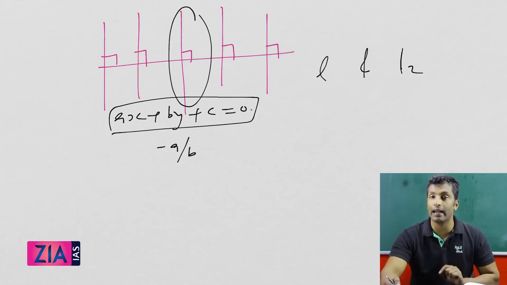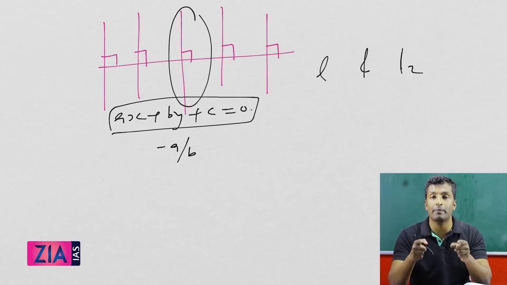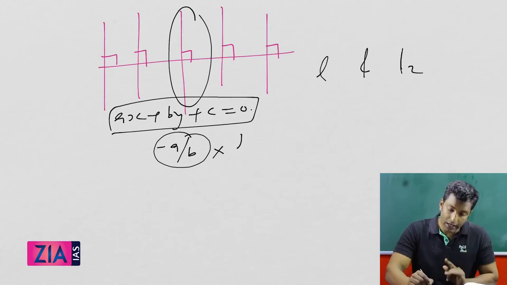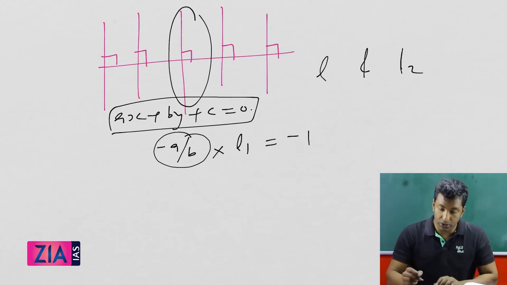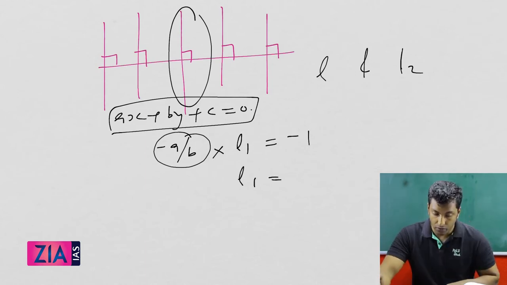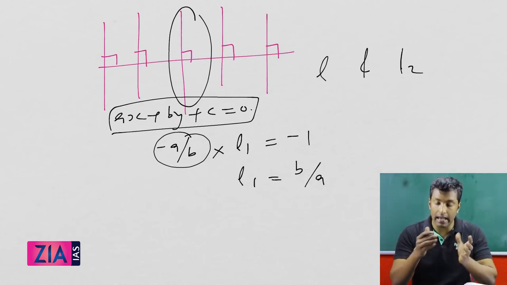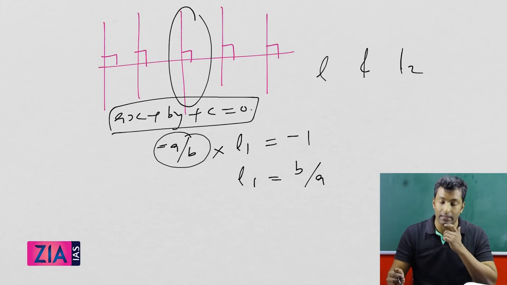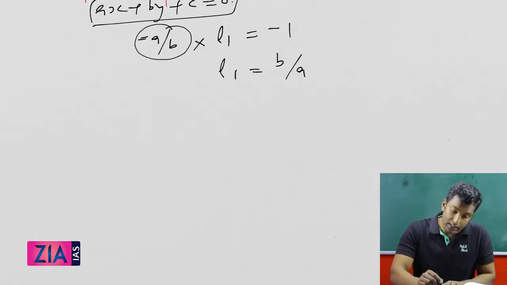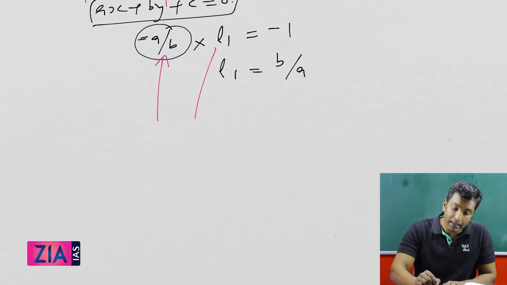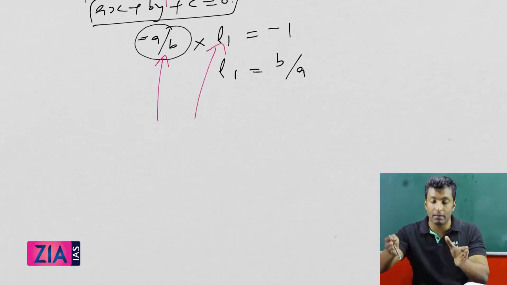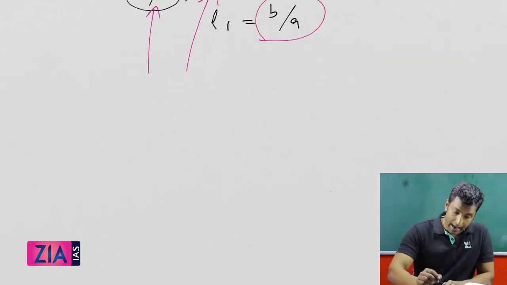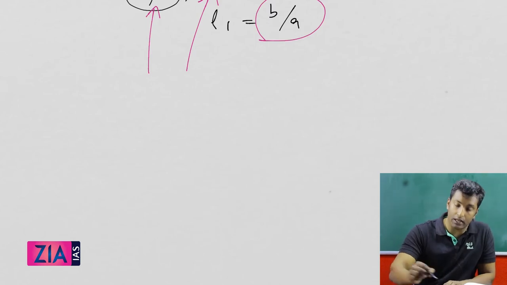For the line perpendicular to that line, we know one condition: the slopes of these two, if you multiply, you'll get -1. So the slope of the given line, minus a by b, into the slope of L1 equals -1. So clearly the slope of L1 is b divided by a, because a by b and b by a will give you 1, and since there is a minus here, the minus will automatically come in the answer. So b by a. The concept is: the slope of the given line times the slope of the perpendicular line has to be -1. Based on that, we got the slope of the perpendicular line. Now once you know the slope, can you get the equation if you know the y-intercept also?